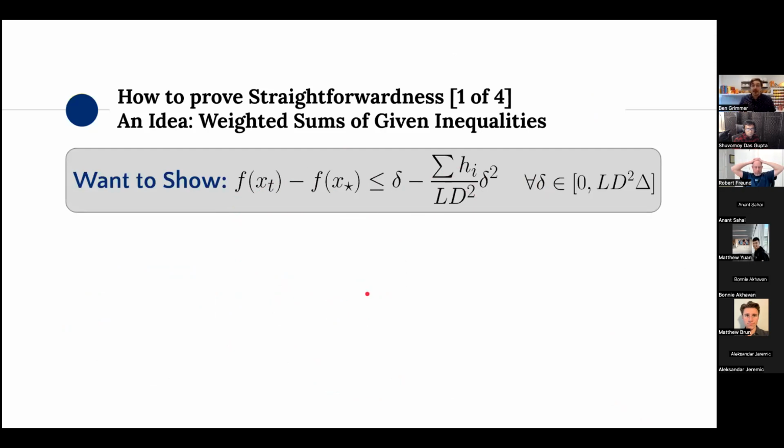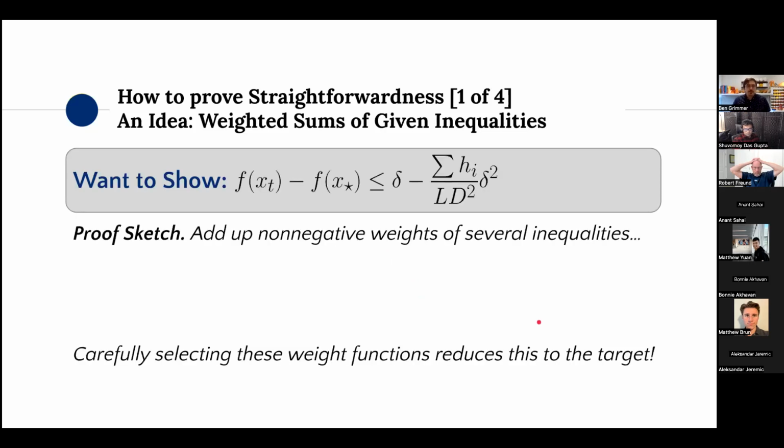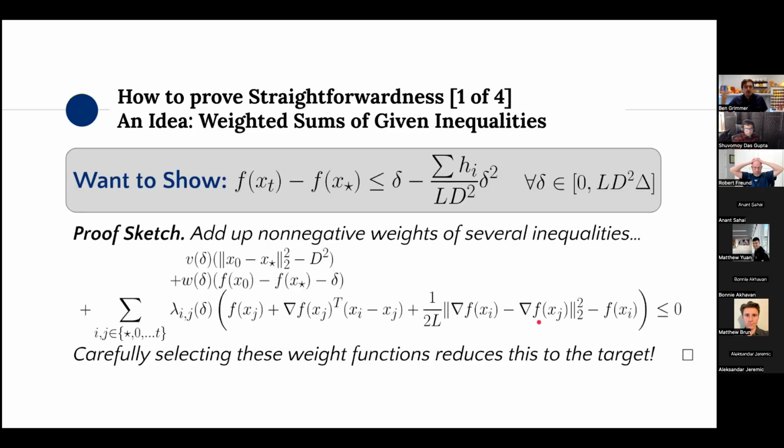I'd like to prove that inequality for every delta, no matter what function f you're looking at. So how could you prove something like that? Well, one way, too simple of a proof, would be to just pick weights and add up the inequalities that we already know. Right, so I know that the distance squared to optimal minus d squared is non-positive. So I could add that inequality times some weight v of delta.